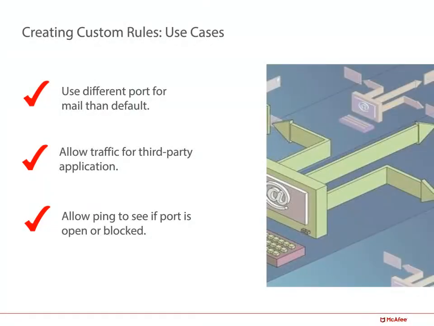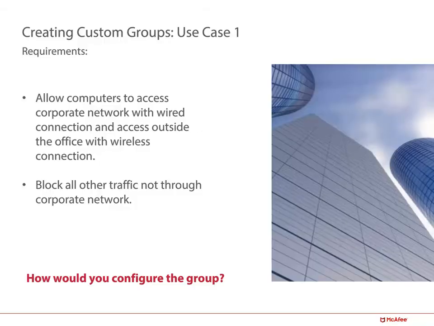In this section, we're going to talk about three different types of use cases for creating custom rules. One will be using a different port than the default. Another is allowing traffic for third-party applications, and the last is allowing ping to see if a port is open or blocked. In our first custom use case, the requirements are that we want to allow computers to access the corporate network with wired connections and access outside the office with wireless. Otherwise, we want to block all other traffic that is not through the corporate network. How would you configure the group?